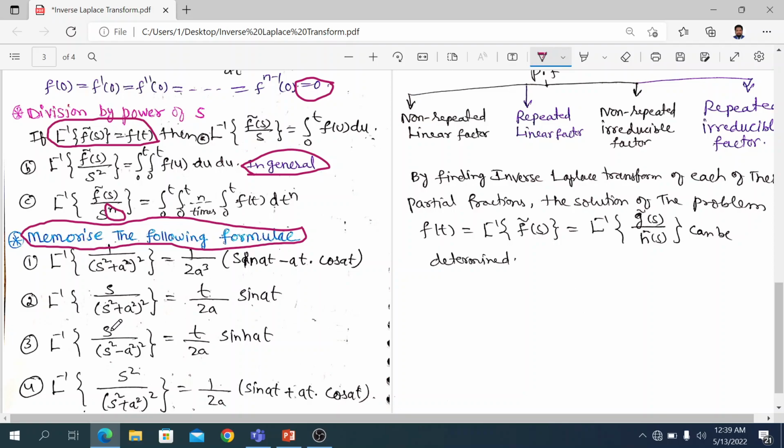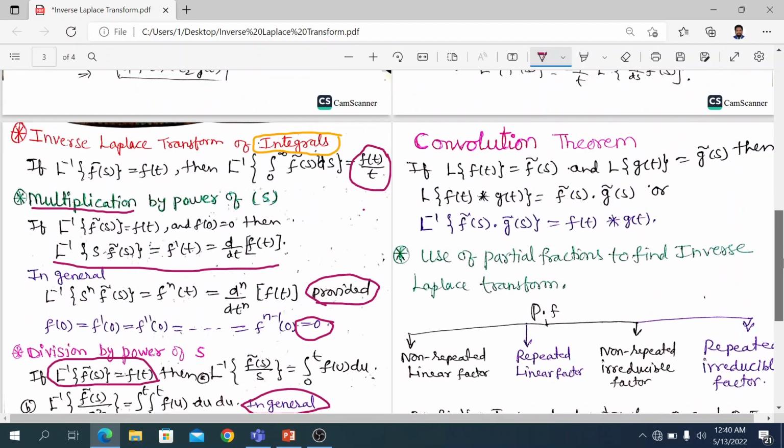Laplace inverse of s by (s square minus a square) whole square is equal to t by 2a sinh at. Laplace inverse of s square by (s square plus a square) whole square is equal to 1 by 2a (sin at plus at into cos at).